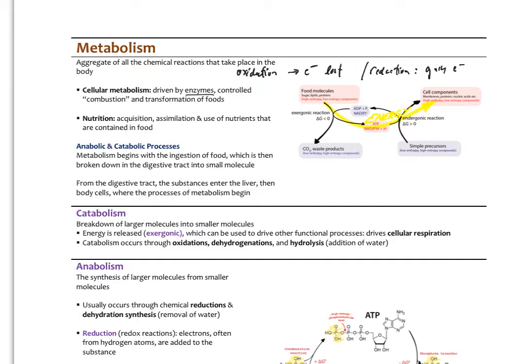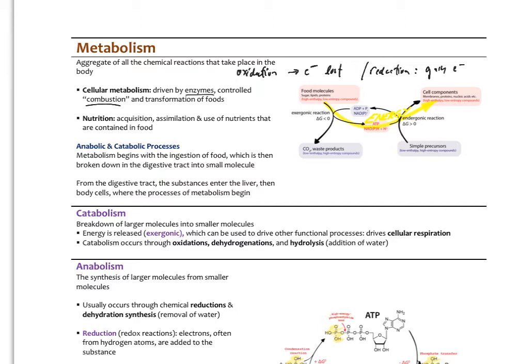The overall process of cellular metabolism we can liken to a controlled combustion. So instead of burning everything quickly and releasing this heat, products like glucose are essentially broken down into smaller molecules, and as they're catabolized, the electrons are stripped out and are taken up by electron carriers and delivered to other molecules. So essentially, we can think of that as controlled oxidation, controlled combustion.